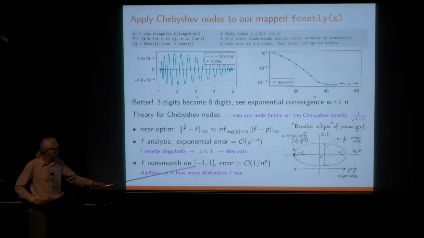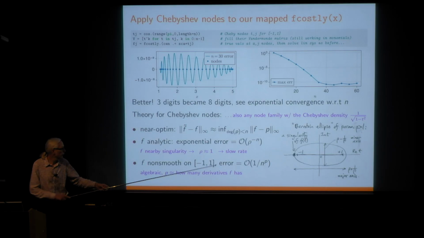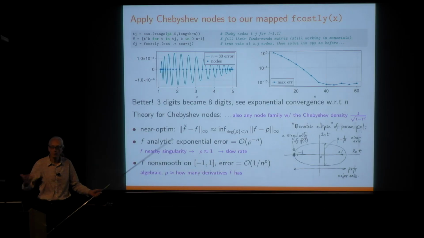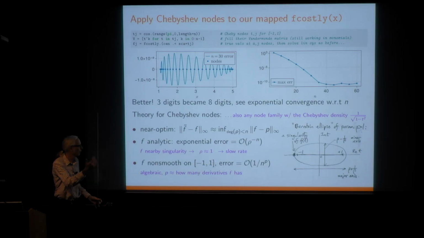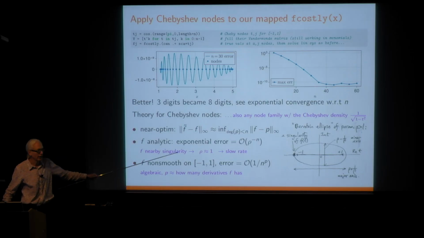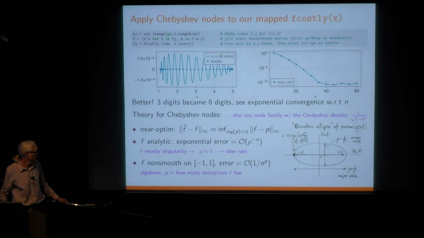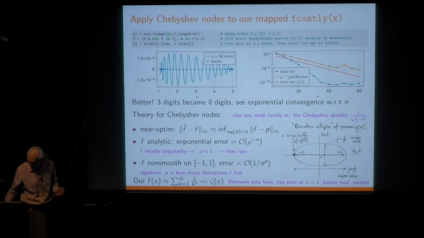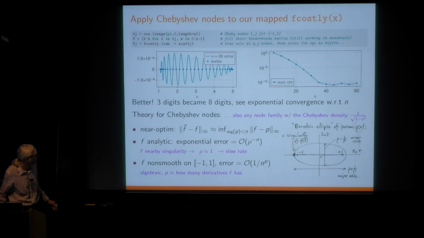If the function is not analytic, but maybe has some derivatives, you get algebraic convergence depending on how many derivatives it has. Think of a function with a kink in it or something like that. You're not going to get this beautiful exponential error. You'll get something worse.